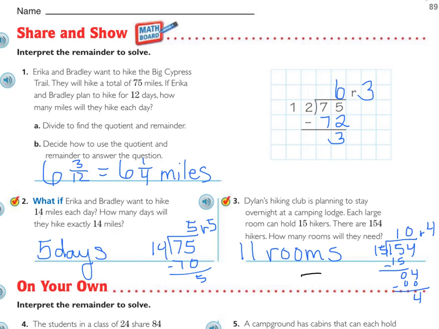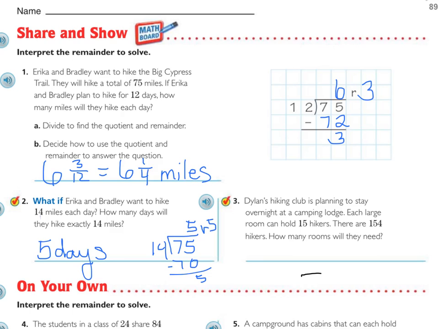I will be going over number 3. Before moving on to number 3, I'm going to explain 1 and 2. Number 1, they wanted to know how many miles they will hike each day, so that includes the remainder. We had our whole number quotient of 6, and then our remainder of 3 placed over our divisor of 12 to make a fraction of 3 out of 12.